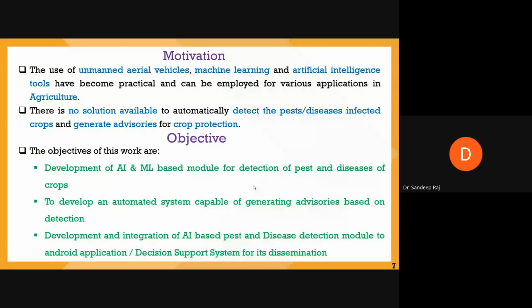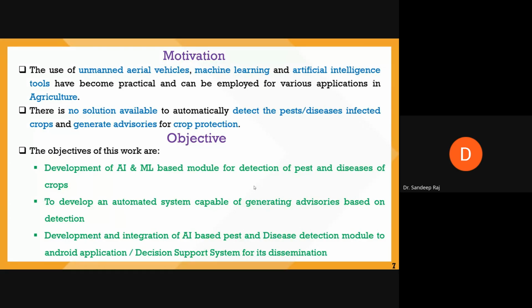The motivation behind this work was that unmanned air vehicles, machine learning, and artificial intelligence tools have become practical and can be employed for various applications in agriculture. And the most important part is the cost factor. The cost can be minimized using AI or these emerging domains.